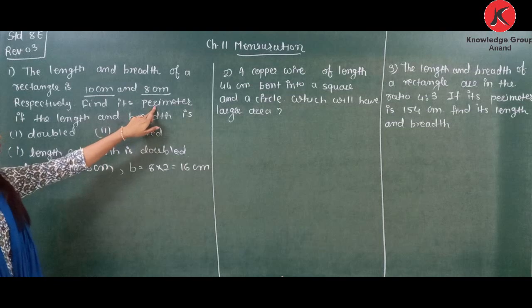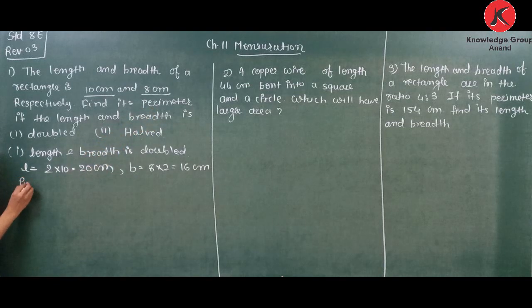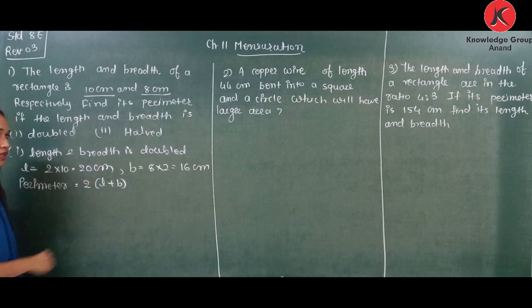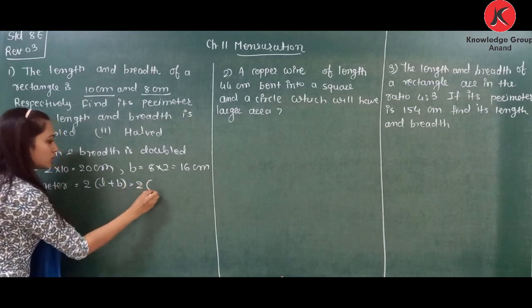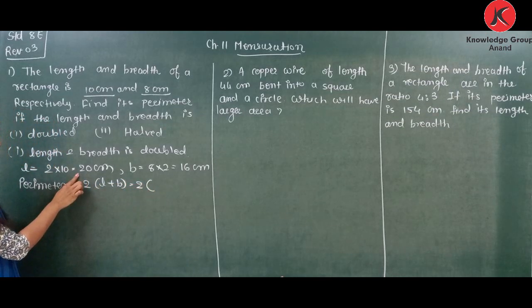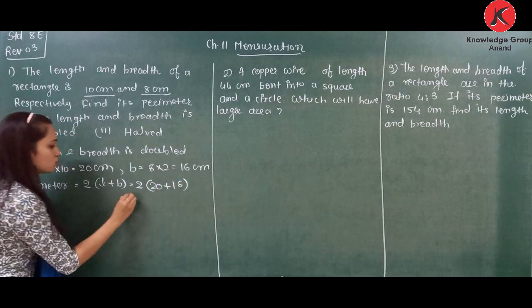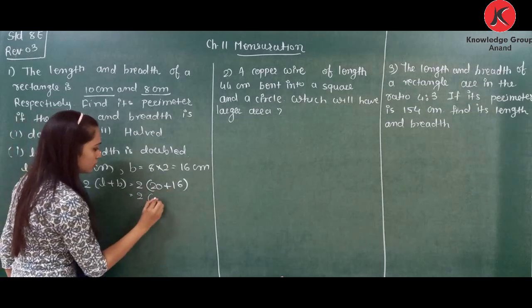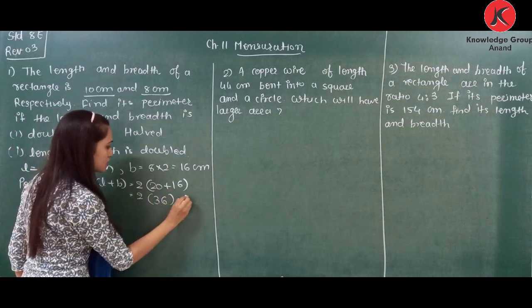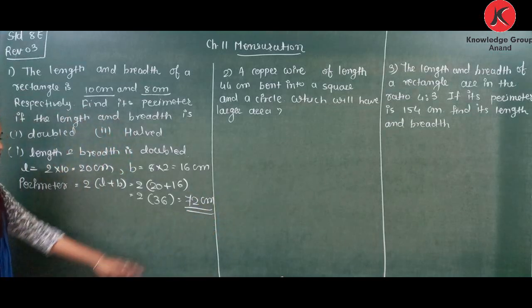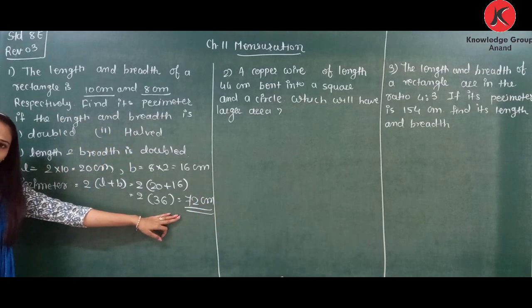Now what we need to find? Perimeter. What is the equation for the perimeter of a rectangle? It is 2 times (L plus B). Now write the values: the length is 20 and the breadth is 16. So 2 times 36, it is 72 centimeter. When doubled, the perimeter of the rectangle is 72 centimeter.